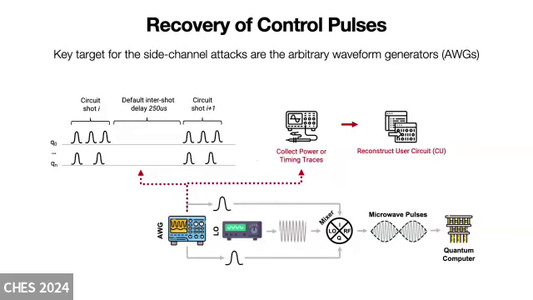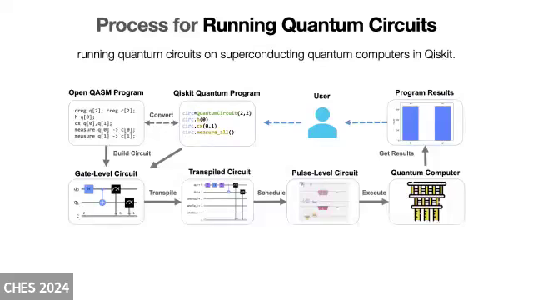The core of these side channel attacks revolves around the recovery of control pulses, which is typically generated by arbitrary waveform generators, AWGs. An attacker can potentially recover the quantum circuit being executed, and I am going to tell how this can be performed by solving a combinatorial optimization problem. Let's first look at how quantum compilation happens.